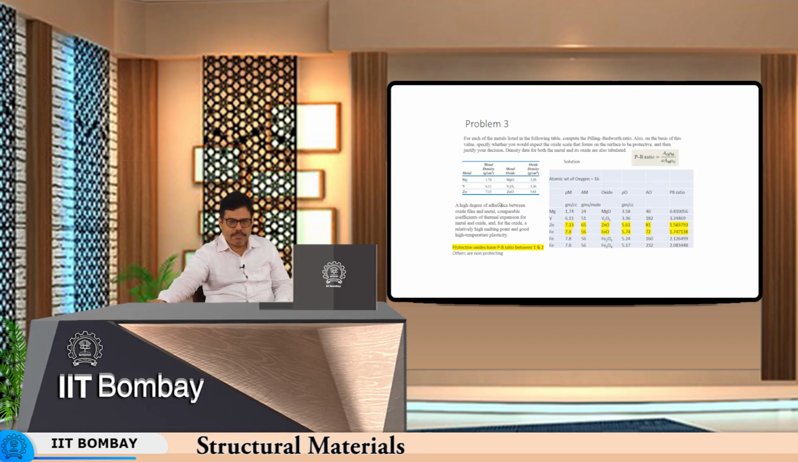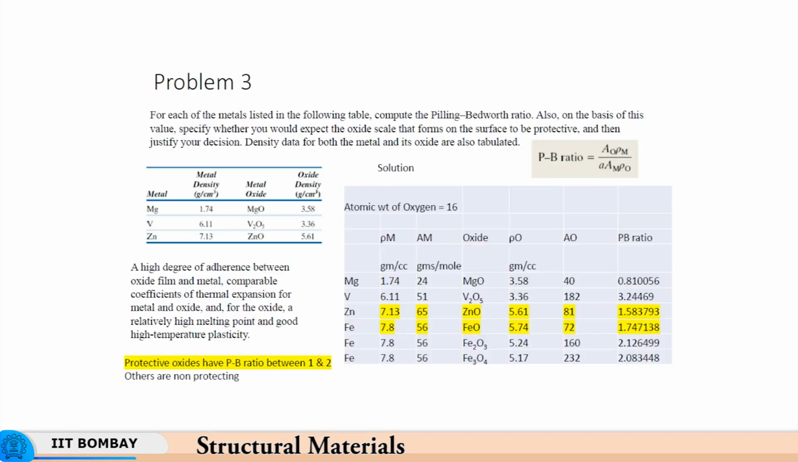density of the oxide is more. So basically what it means is that the atomic weight of the oxide is far too high as compared to the metal, and so it is going to be much more porous. And if the ratio exceeds 2, then it means that it is a non-protecting oxide, because it can spall off very easily. And so, that is the reason why we need to see how the oxide will protect or not protect.